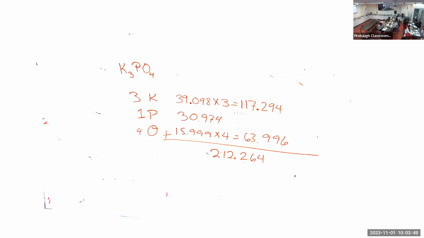Okay. Now, as I was saying, molar mass means that we're going to be using moles and mass. So in the case of molar mass, the units are going to be grams per mole. So in other words, 212.264 grams per 1 mole. So 1 mole is going to weigh that.